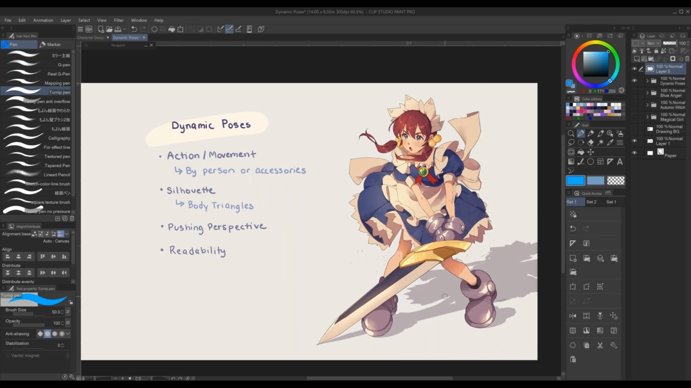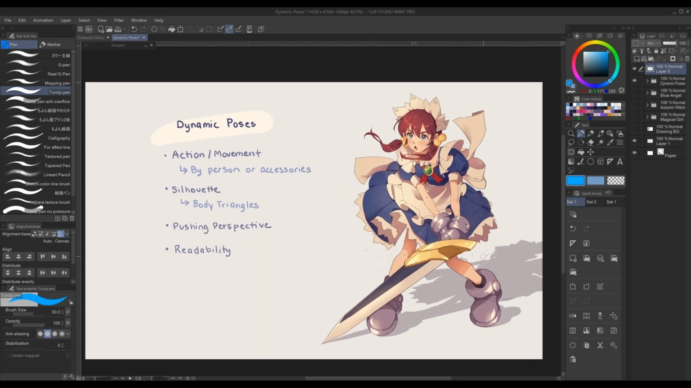We're also going to talk about pushing perspective. So not just the act of there being perspective, but making it pretty distinct. And then readability as well. When you're drawing this pose, is it clear to read? Or is it kind of muddled, right?